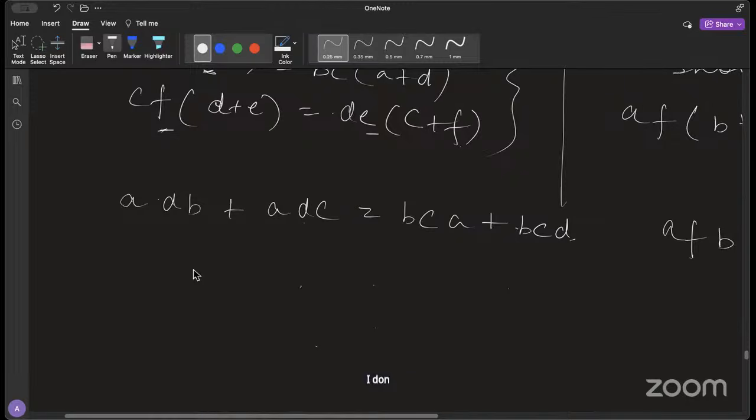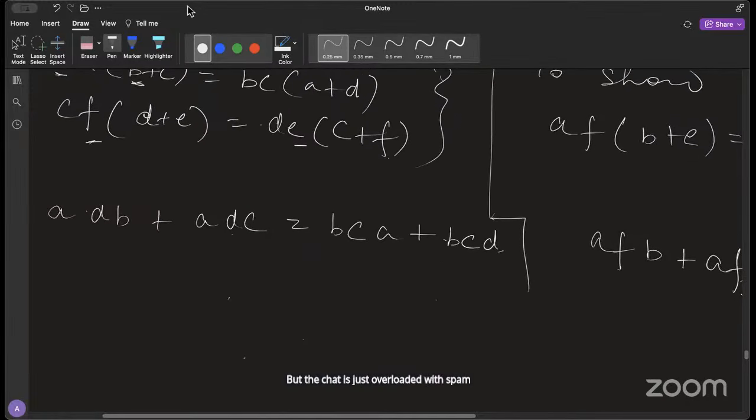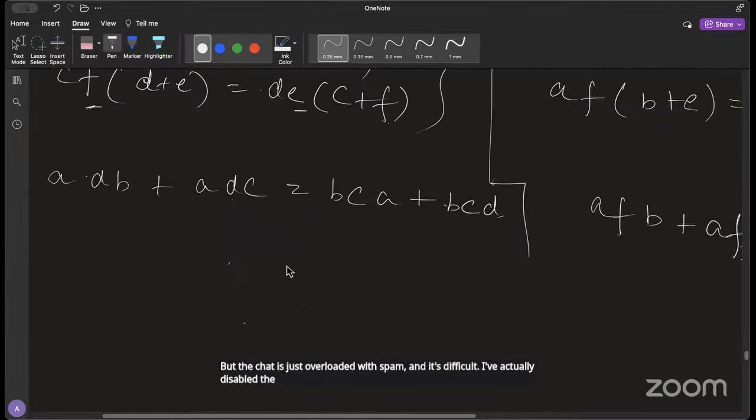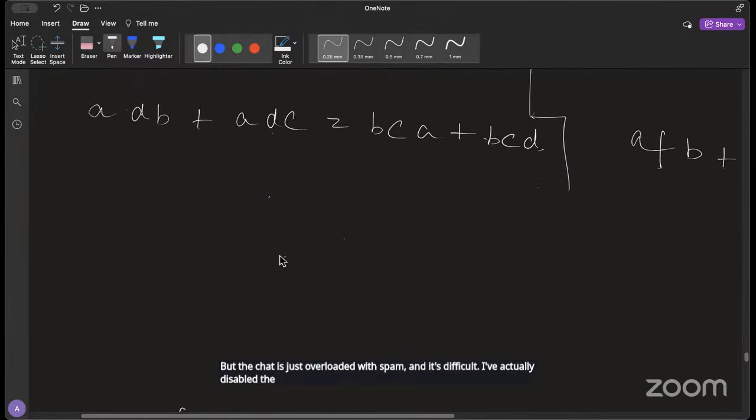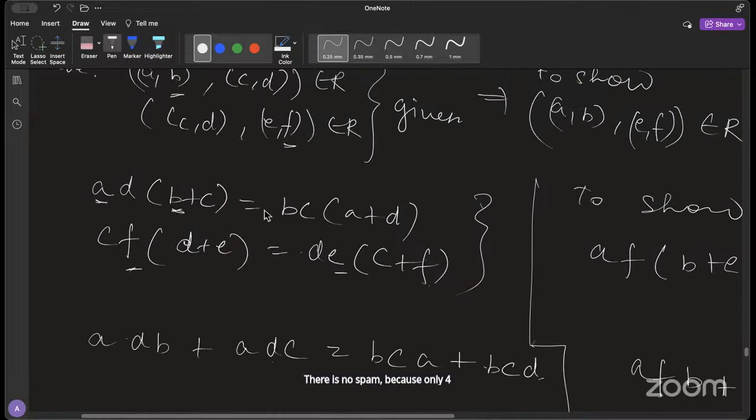I don't know, maybe I can send an email or take some photo. You can put it in the chat, just isolate B and screenshot. Yeah, just put the screenshot there. But the chat is just overloaded with spam. It's difficult. I've actually disabled the chat itself. There is no spam now because only 47 people are left.